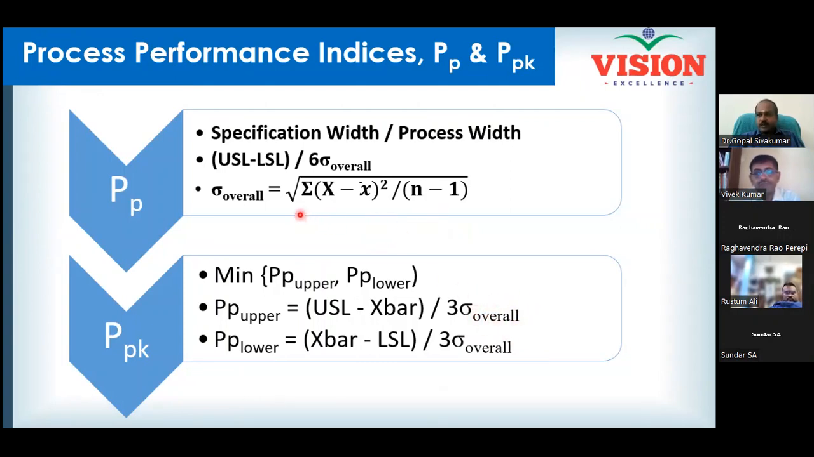And again, look at the formula here. Generally, for calculating the sigma, we go for a formula called R bar by d2. R bar by d2 is the within standard deviation. But now I am using the normal formula of the standard deviation, which is called the overall standard deviation.